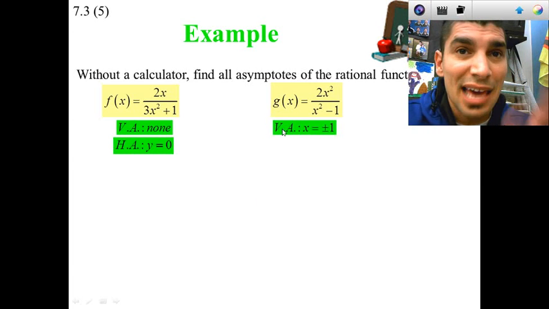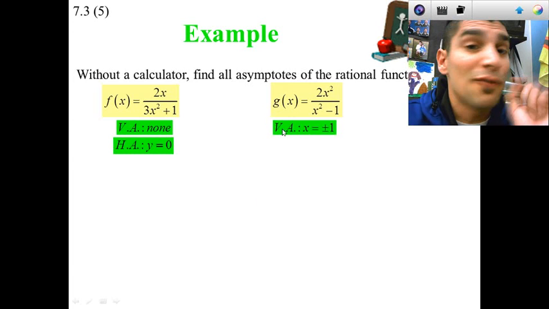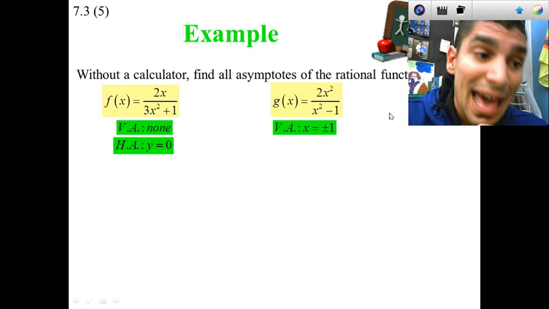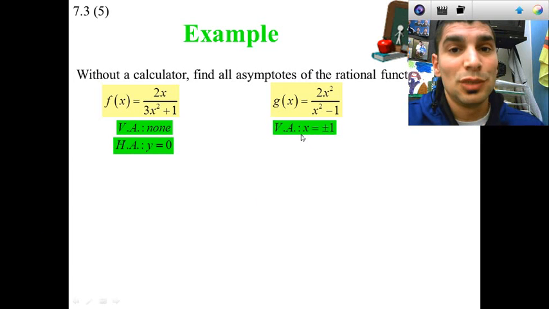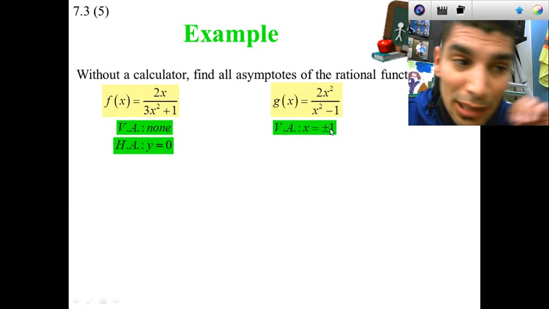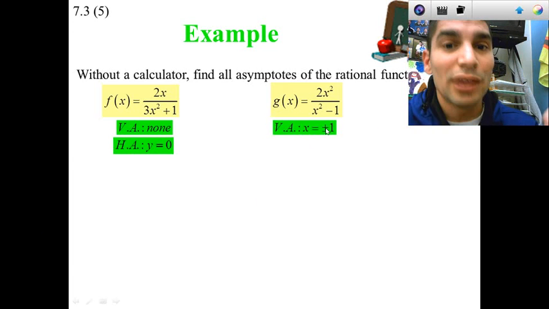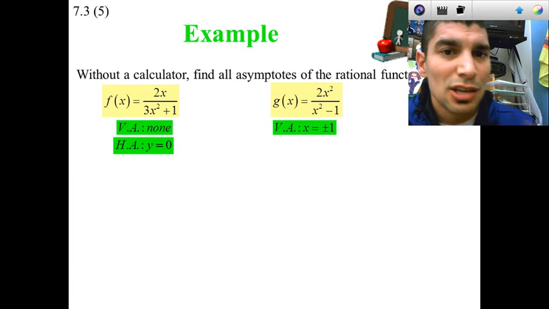If you forget the VA, you won't get full credit. If you forget the x equals part, you won't get full credit. If you forget the positive or the negative, if you only have one of them, you won't get full credit. So make sure you understand this. If you need help, get extra help from a neighbor, and that should help you out with the vertical asymptote.